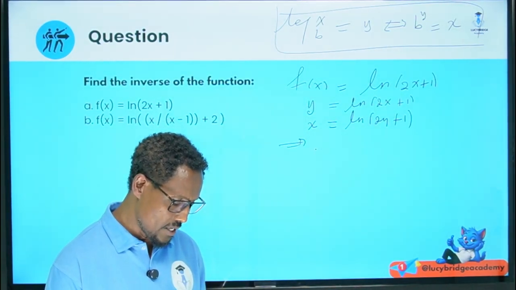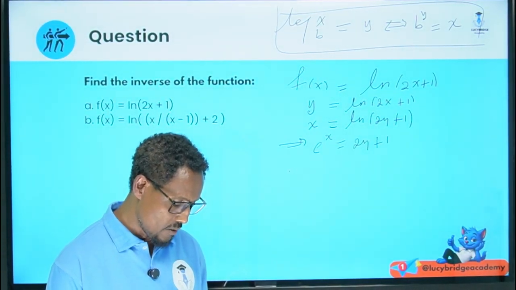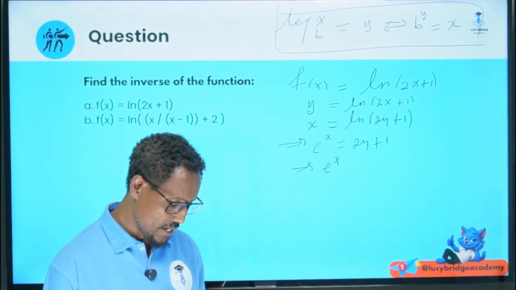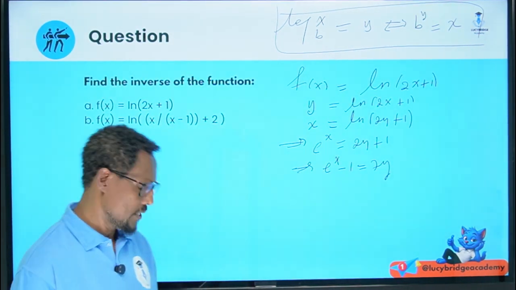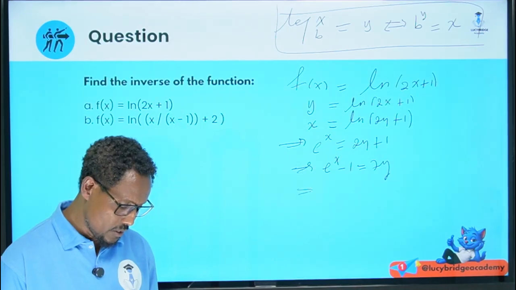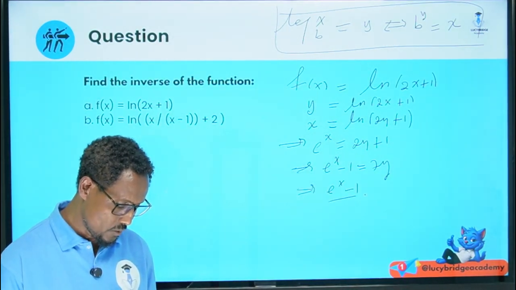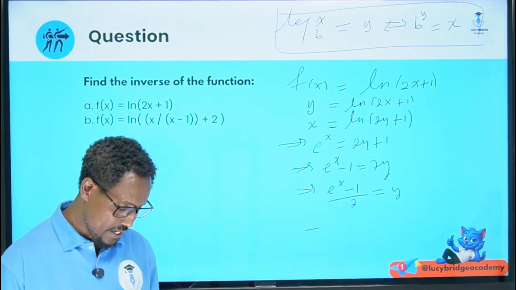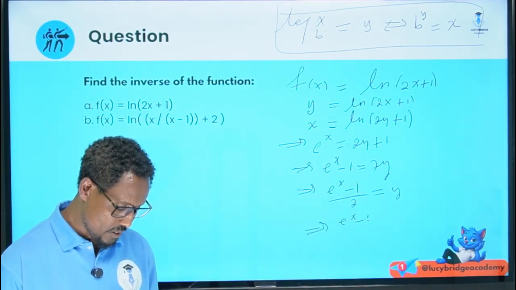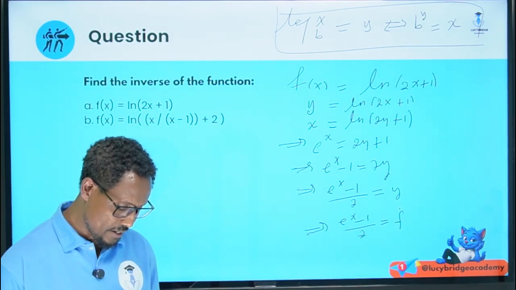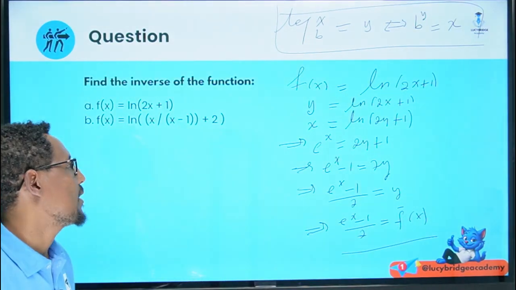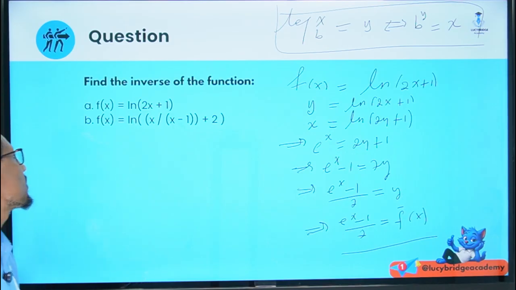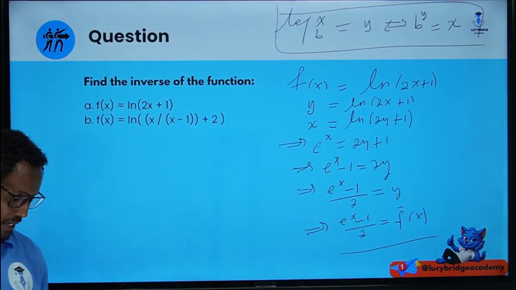e to the power of x is equal to 2y plus 1. Now this implies e to the power of x minus 1 is equal to 2y. Now, good, dividing both sides by 2, e to the power of x minus 1 over 2 is equal to y, which implies e to the power of x minus 1 over 2 is equal to f inverse. What is our final step? We replace y with f inverse of x. Okay, so this is the inverse of f of x, which is equal to ln of 2x plus 1.